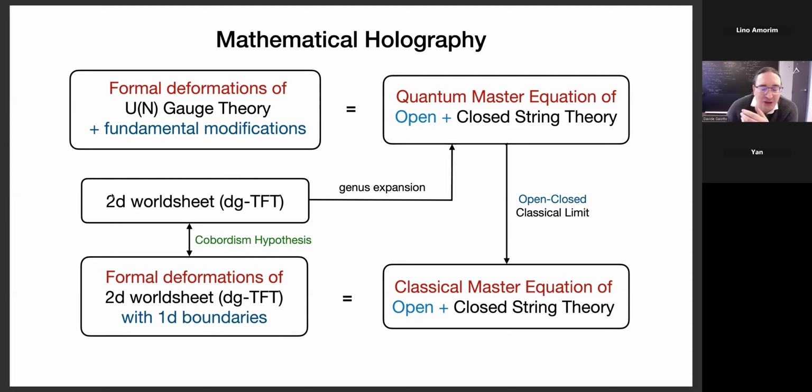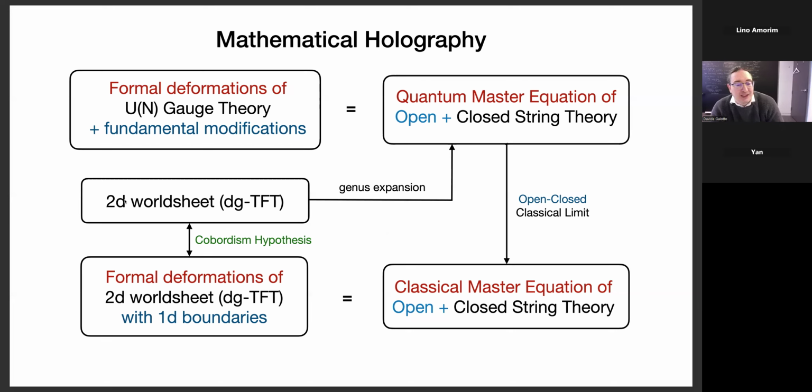And now there is another formal identification. The data of this classical open and closed string theory is just an infinity category with some properties, a Calabi-Yau category. So it's the same sort of data which emerges when you study formal deformations of a 2D topological field theory with boundaries. And furthermore, by the cobordism hypothesis, this data just defines the two-dimensional worldsheet theory with boundaries.